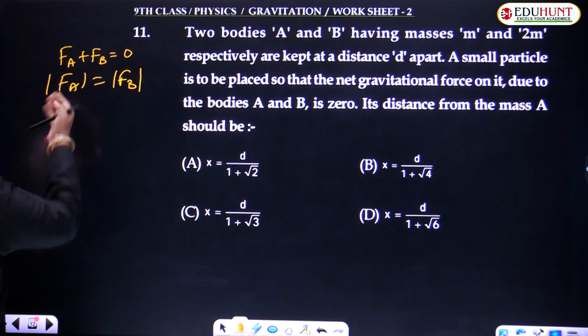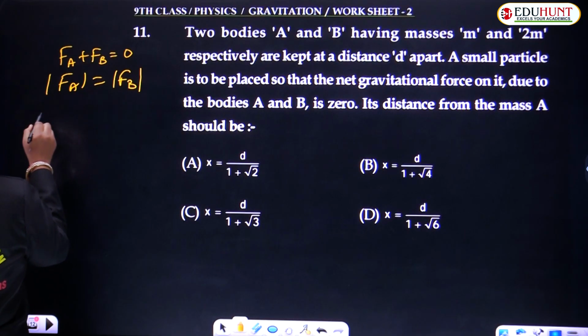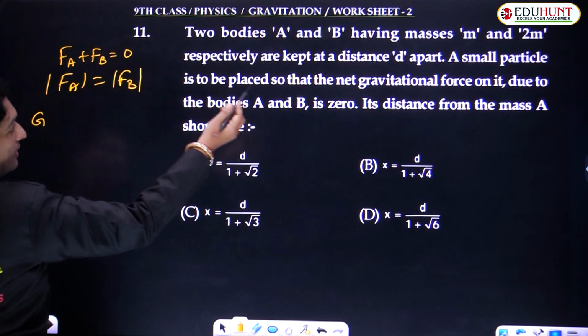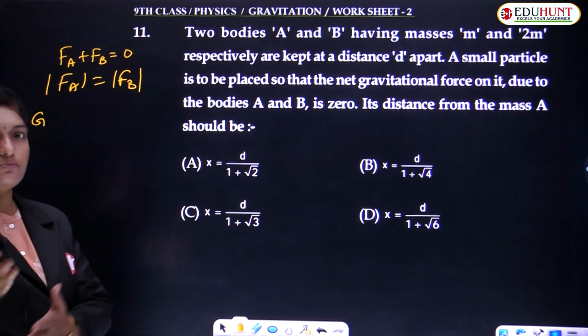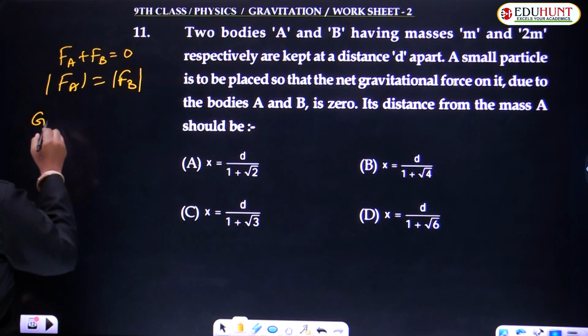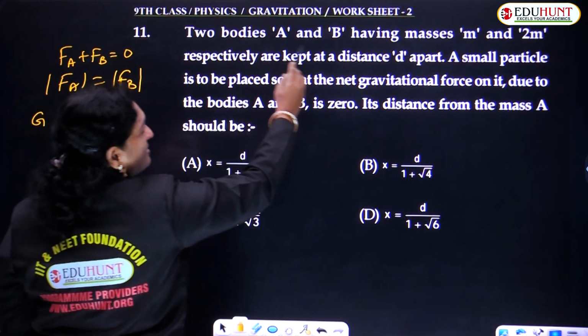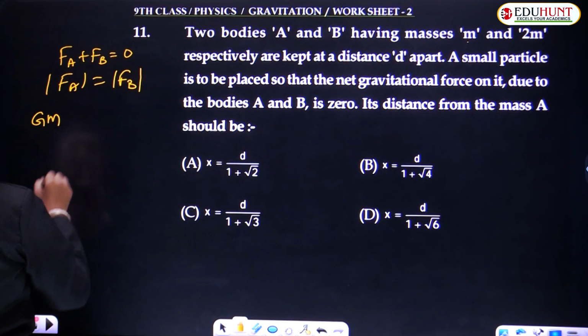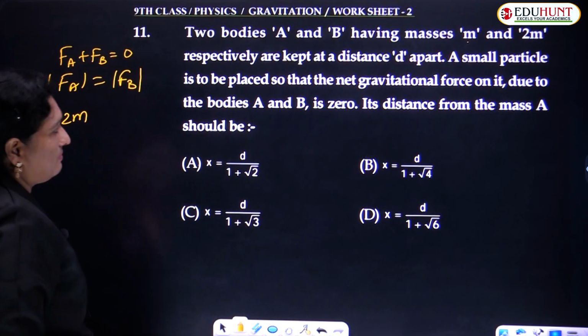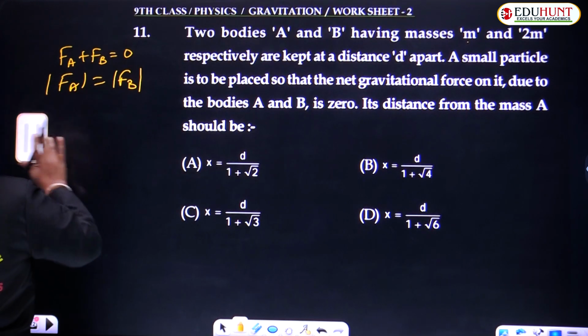So what is the magnitude of force given? The general formula for F is G m1 m2 by r square. m1 is the mass of the first body. What is the mass of the first body? M. The mass of the second body is 2m.